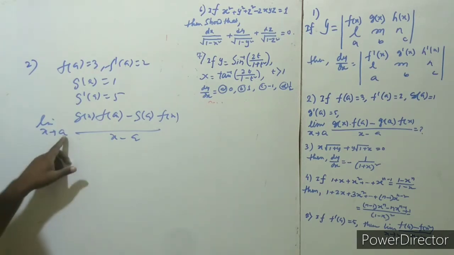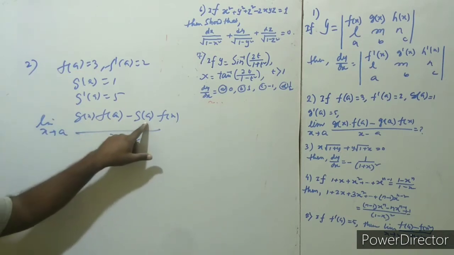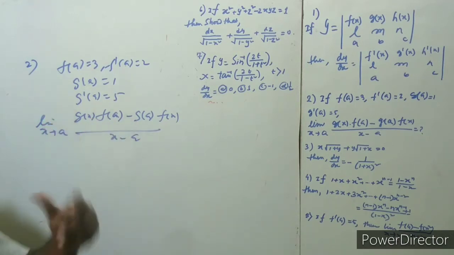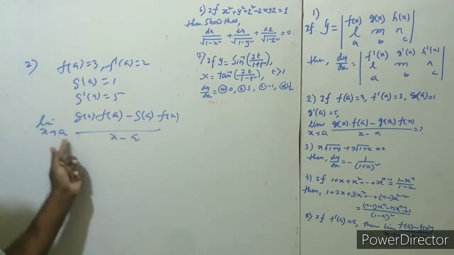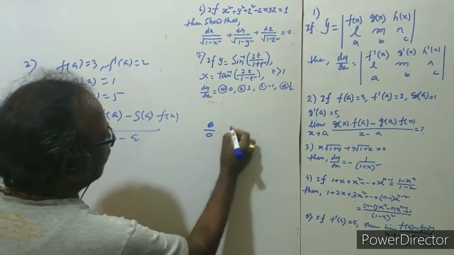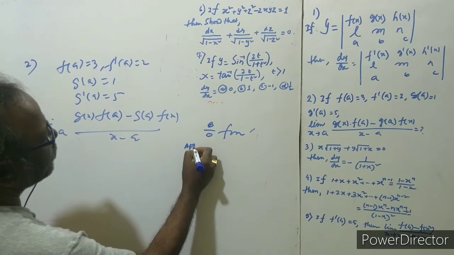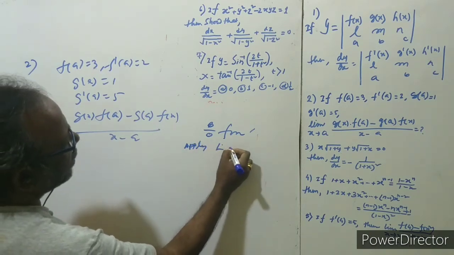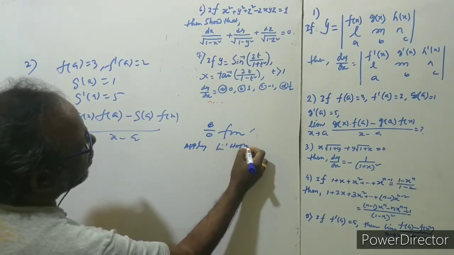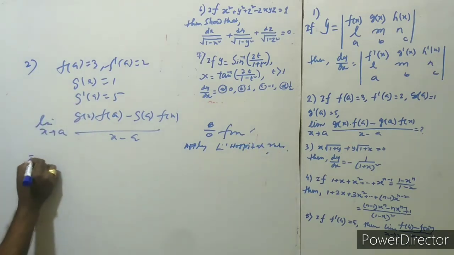See here, if we put the value of a here, then we get g of a f of a minus g of a f of a, and their difference is 0. So if we put x tends to a in here, we get 0. So this is 0 by 0 form. Okay, so we can apply the L'Hospital rule. See, what is the rule here?